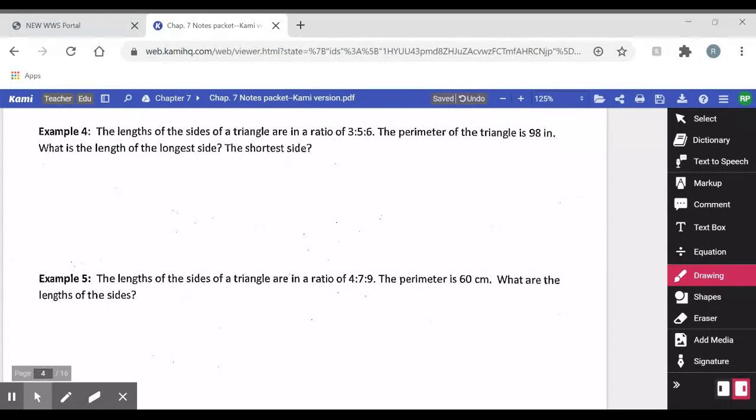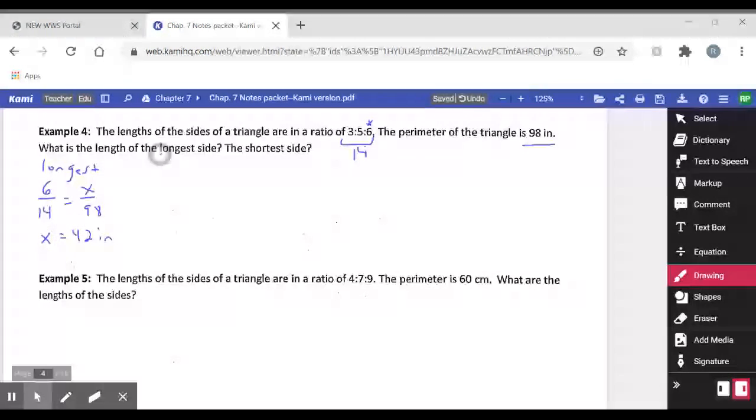So again, we've got options of how we can figure it out. If we want to do proportions, we can add up all of these to get 14 as our total. You can see the total perimeter is 98 inches. And so if it's specifically asking me for the longest side, then I know that this 6 over here is the longest part of that ratio. So I can say 6 over the total amount 14 is equal to x over 98. And I can cross multiply from there and get x equals 42 inches.